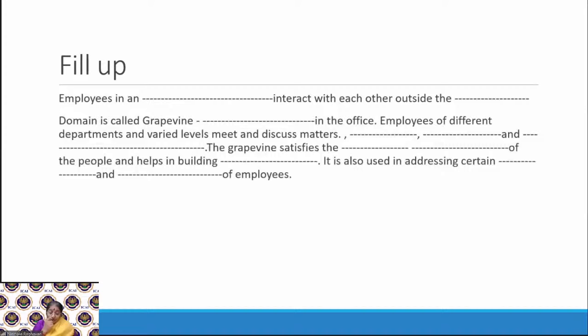If you talk to your friend, it is not grapevine. If you talk to your colleagues within the office space, that is grapevine. I think that is very clear. Talking to your friend is informal. Talking to your colleague within the office space is grapevine communication.